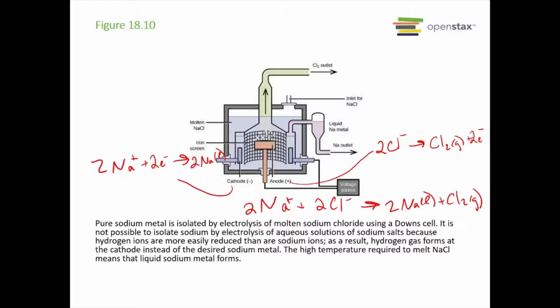We can't isolate sodium from aqueous solutions of its salts because the hydrogen ions in water are more easily reduced than sodium ions, and that would give us hydrogen gas at the cathode instead of sodium metal. So this is why we have to melt the sodium chloride, and then we get a liquid sodium metal that forms.